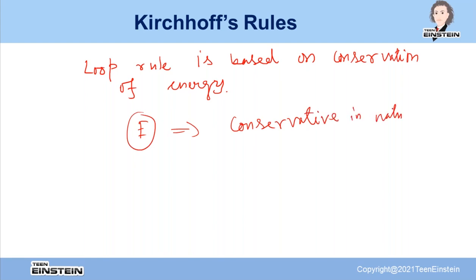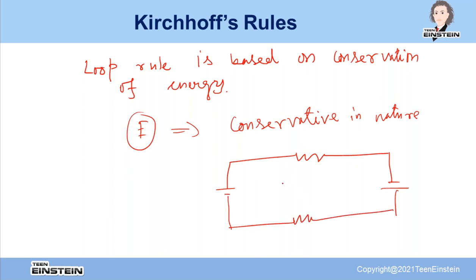Suppose this is a loop. This is a cyclic path. If I start from A, then go all the way to B, C, and D, and come back to A, for any conservative force field, the work done in a cyclic path is 0.